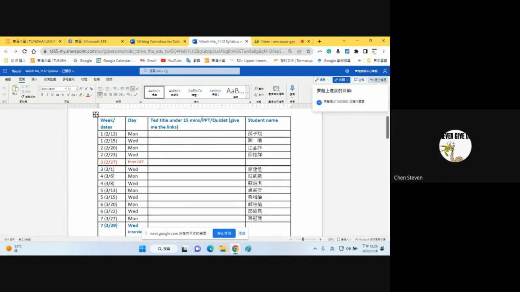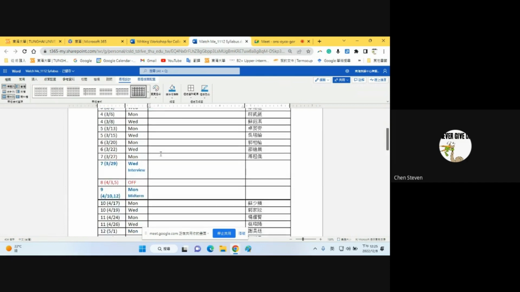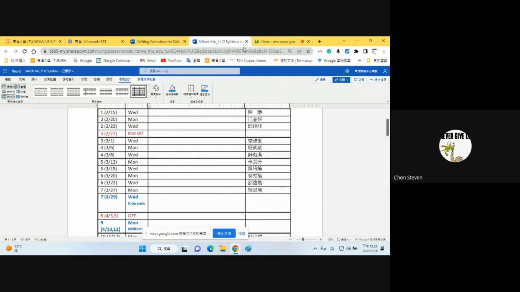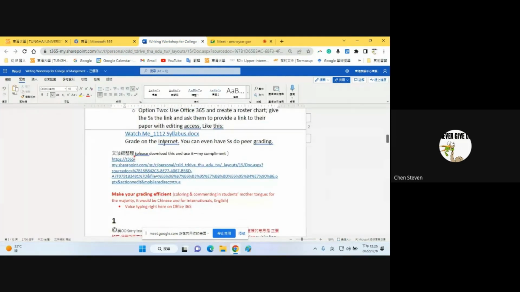And after the talk, he has to come up with a PowerPoint asking the students main idea questions. And then he has to go to Quizlet and create a set of the vocabulary items, and then provide the link here, each and every one of them. So you know what I'm talking about? Yeah? So leave this place and continue moving. And then you grade on the internet.